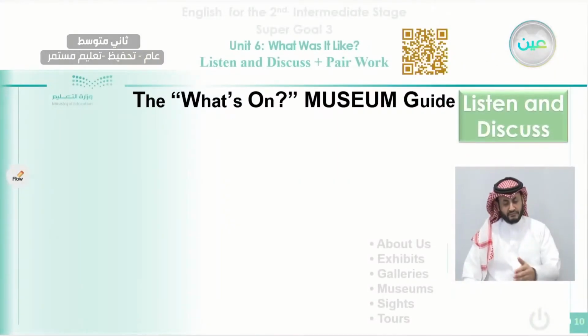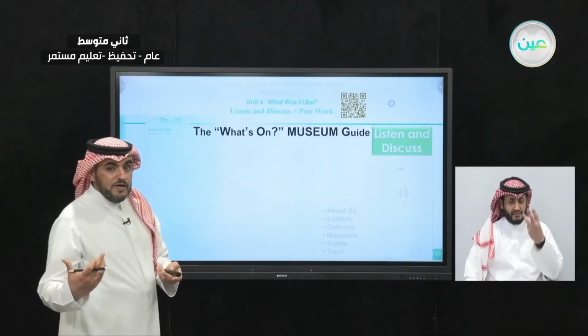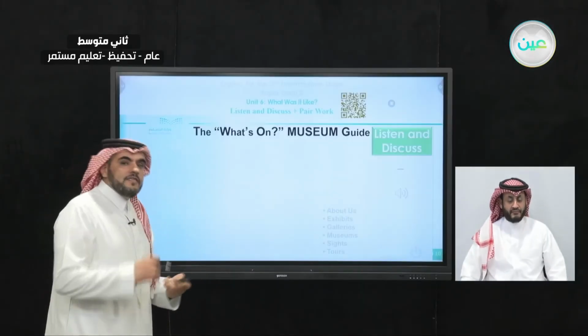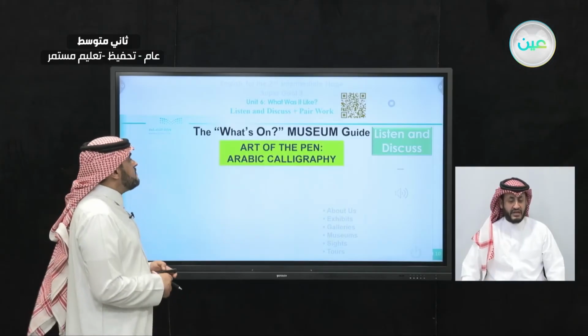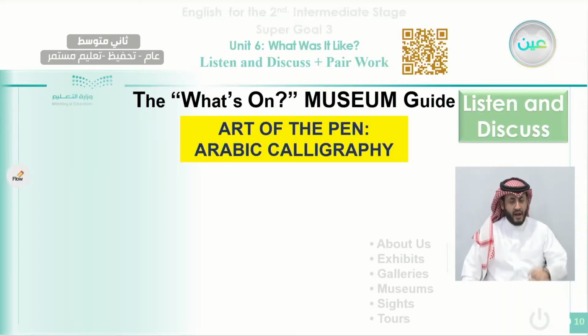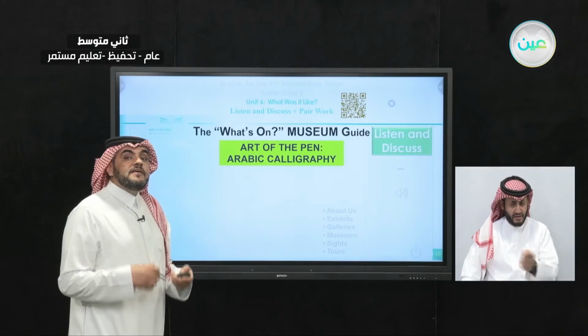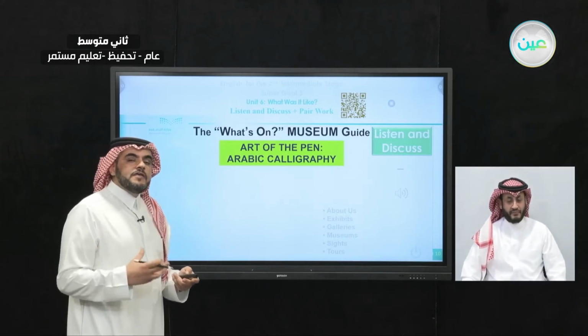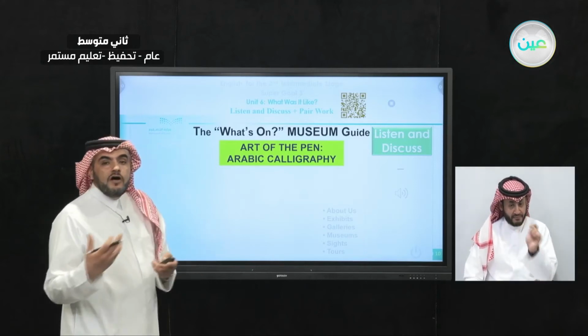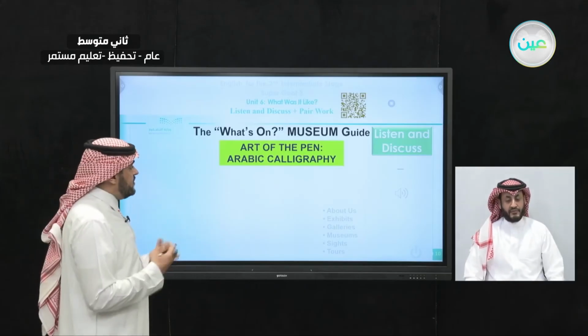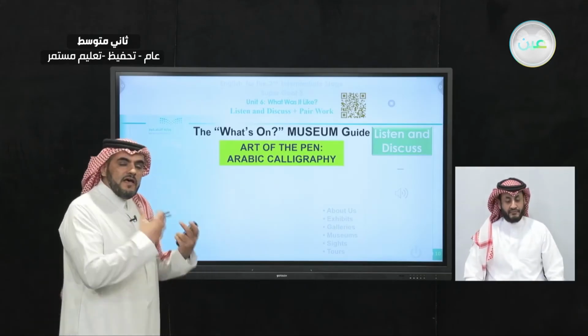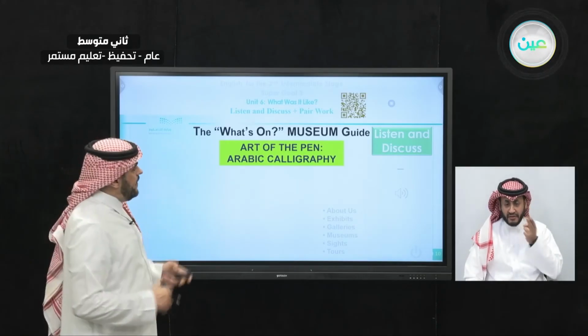Okay, we move to the third museum. You might find this one more interesting than the other two. So here, Art of the Pen. The title of this museum is Art of the Pen, Arabic Calligraphy. What do we mean by Arabic calligraphy? We mean the beautiful handwriting of Arabic. We'll have some details about that. Let's listen and see some pictures about this museum.